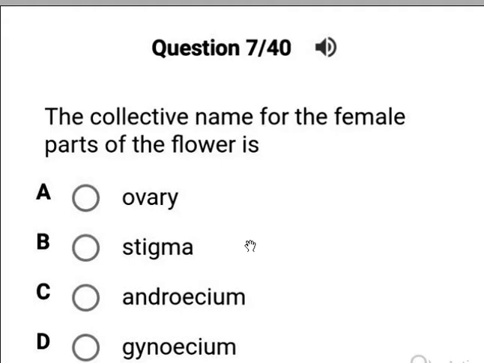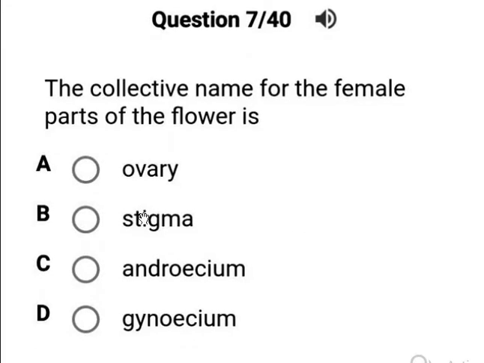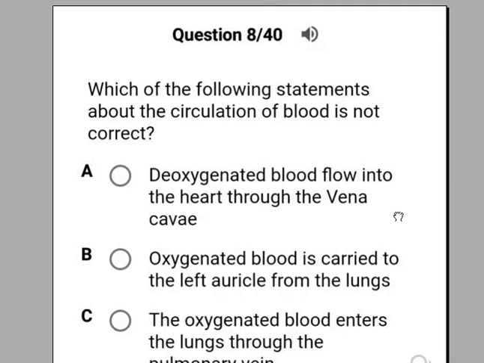Okay, so the collective name for the female part of the flower is A. Ovary, B. Stigma, C. Androecium, and D. Gynoecium. So the correct option here is option D, which is gynoecium. Why? Because the collective name for the female part of the flower is gynoecium. It consists of ovary, style, and stigma. So the best option is option D. Moving to the next question. The next question is question 8.